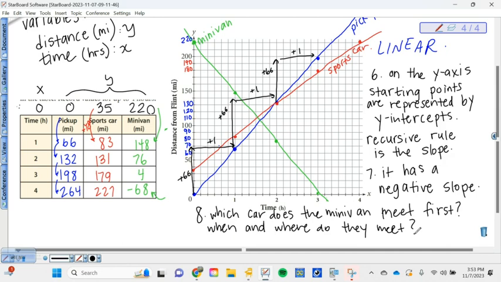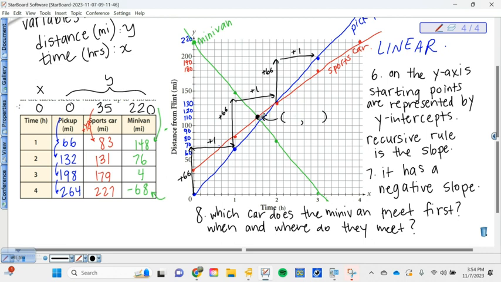So which car is the minivan going to meet first? Yeah, the sports car, right? We're always looking left to right, right? And if I just follow the minivan down, I can see it's going to cross the red line first, the sports car first. And that point right there has an ordered pair, doesn't it?